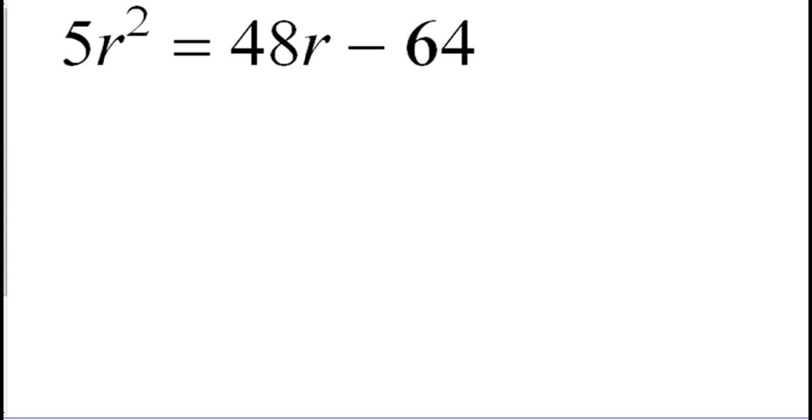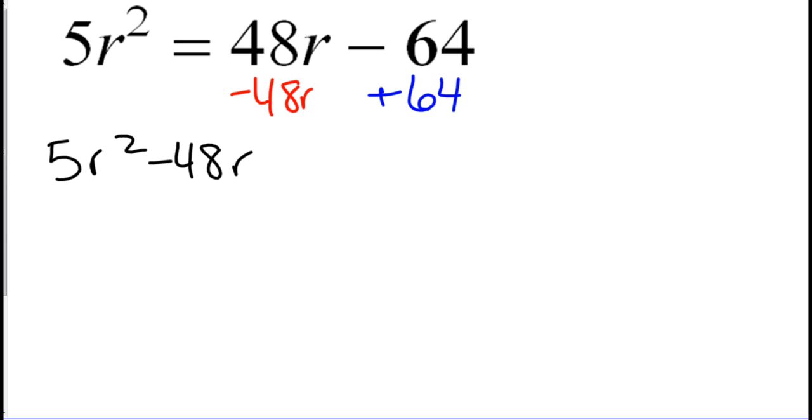So the very first thing that I'm going to do is subtract 48r, and since we're in FST, we're in the big kid math now, I'm going to go ahead and add the 64 at the same time. So when I do that, I get 5r squared minus 48r plus 64 equals 0, which is what I need. I need everything on one side and 0 on the other. I've double checked my signs to make sure that I'm ready to go. At this point, we can factor.